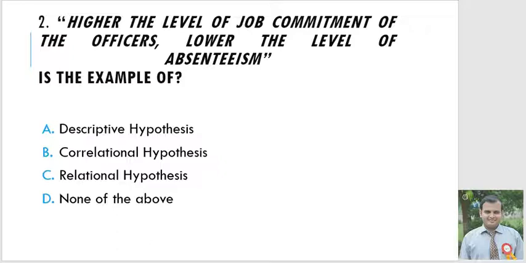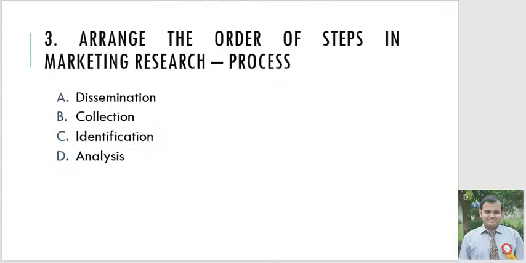Descriptive hypothesis consists of only one variable. Correlational hypothesis will be showing us the positive or negative kind of relation. A relational hypothesis is only notifying us about a relation. Here we can see from the example that it is the type of relational hypothesis.